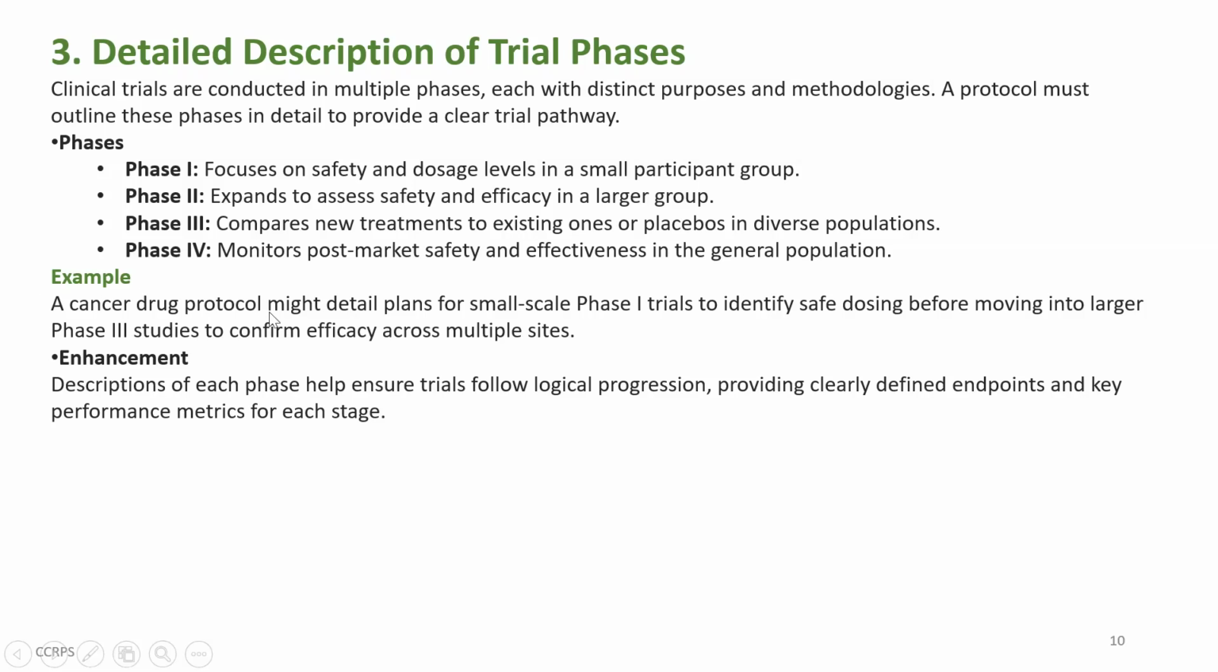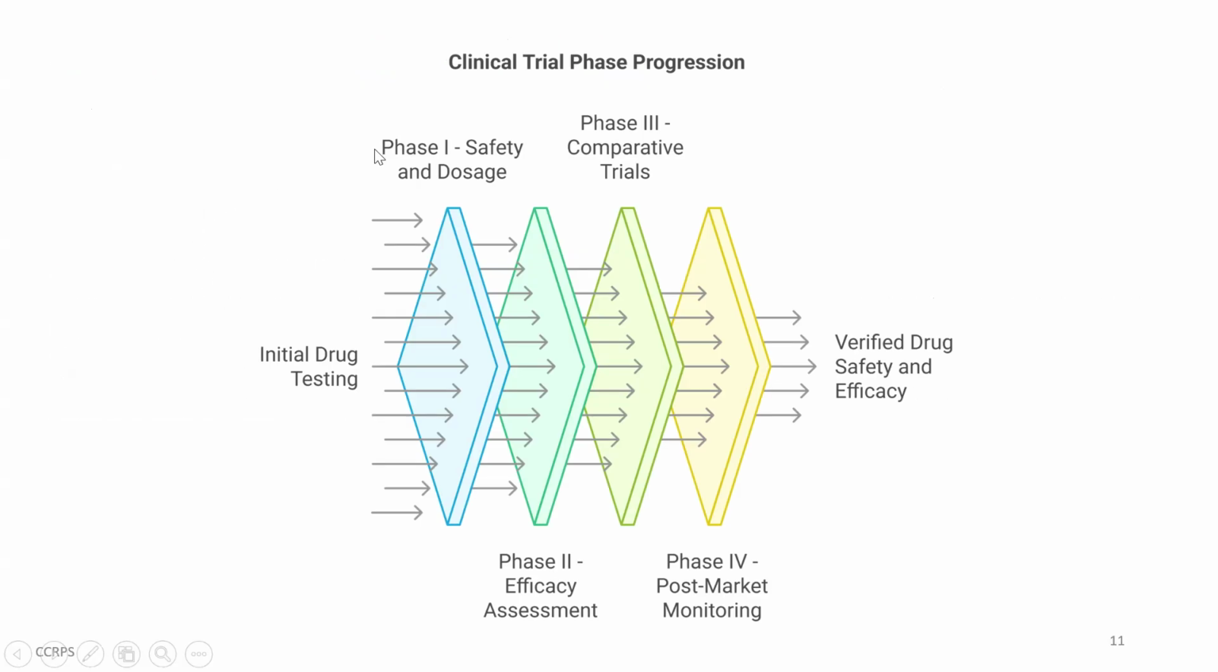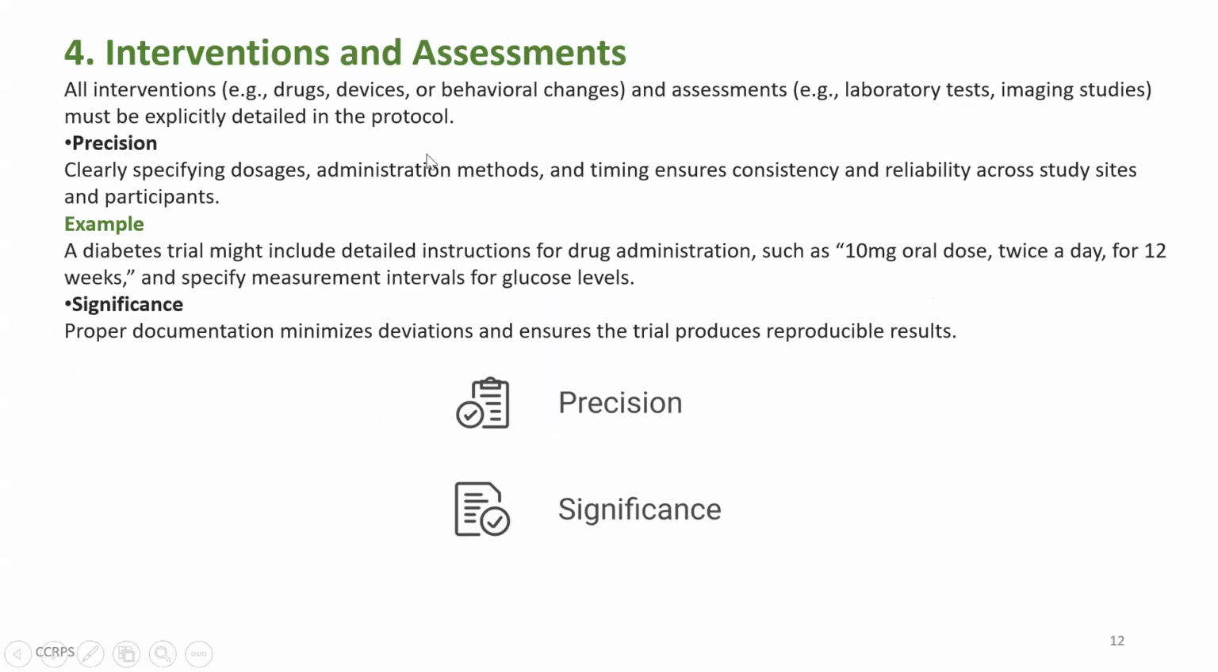Example, a cancer drug protocol might detail plans for small-scale phase 1 trials to identify safe dosing prior to moving into larger phase 3 studies to confirm efficacy across multiple sites. Enhancement here, descriptions of each phase help ensure trials follow logical progression, providing clearly defined endpoints and key performance metrics for each stage. And here is a diagram on clinical trial phase progression.